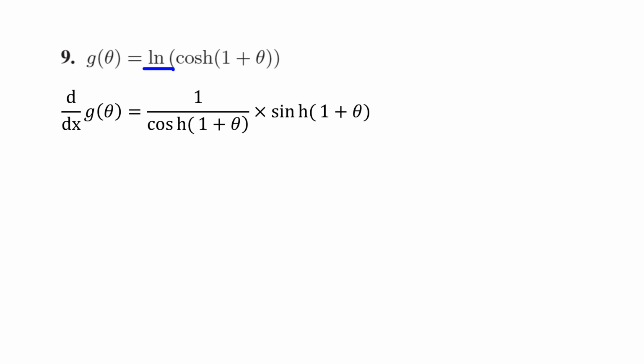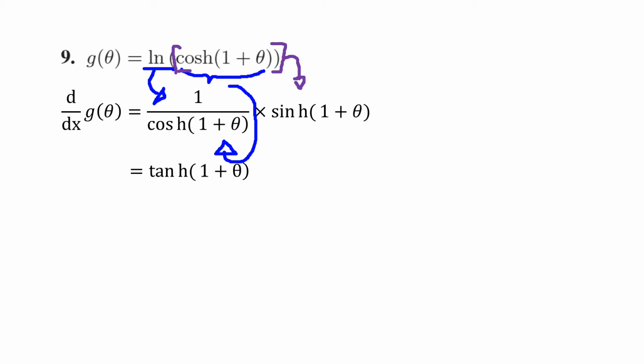If you can see, the derivative of ln x is 1 over x. So 1 over this whole thing goes into here on the denominator. And then here we have to use the chain rule, to again multiply in here, so that we get sinh of 1 plus theta. So as the result, what we get is tanh of 1 plus theta.